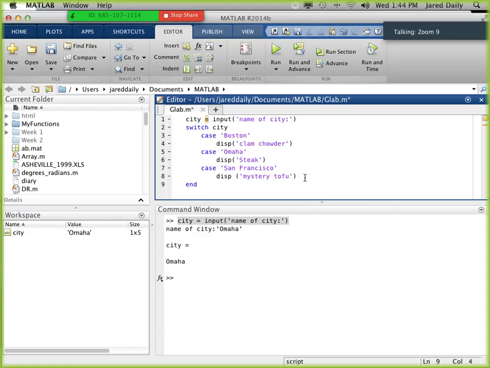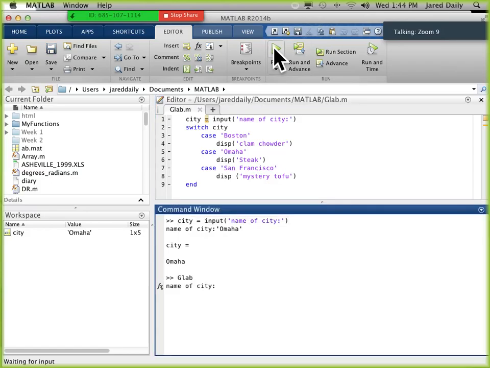All right, well, if your notes have saved, most of those notes are saved, don't worry about it. We're almost done today. So anyway, there's my program. I'm going to go ahead and run it, save it and run it. Name of city. And then I put in Omaha. I've already got city equal to Omaha, but I'll do it again in quotes, Omaha, because I'm in the mood for a steak. And I get a steak, right?